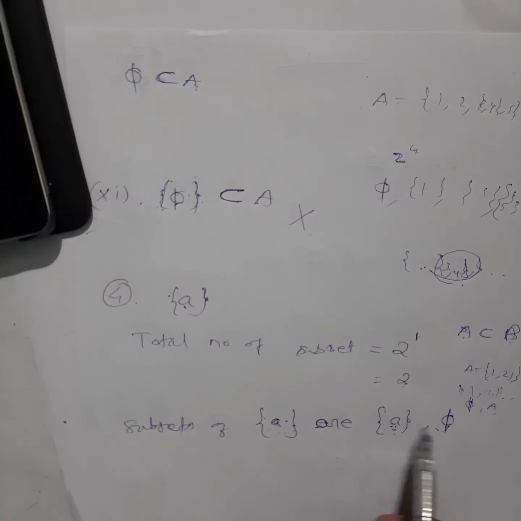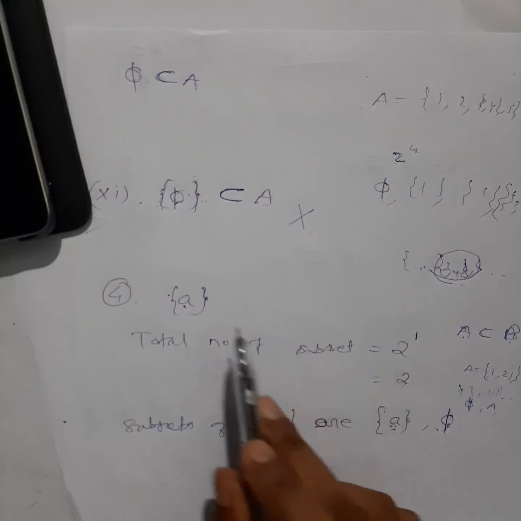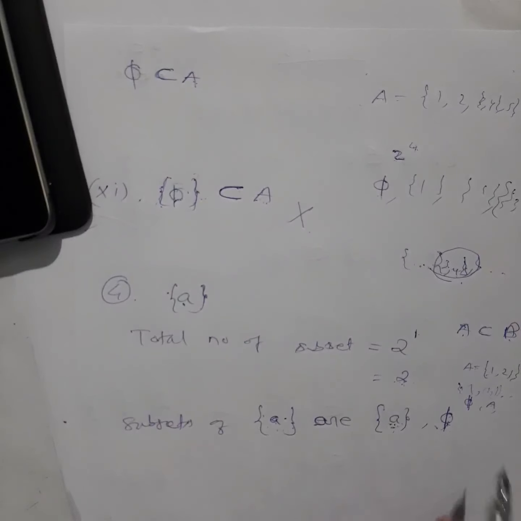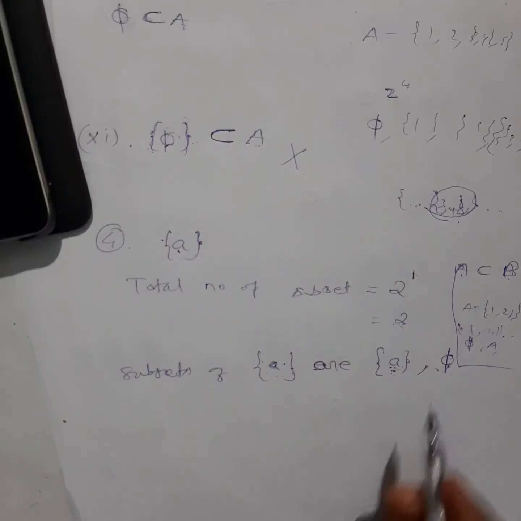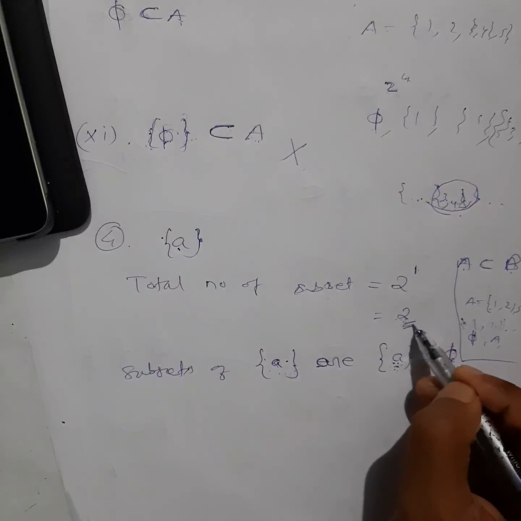Why? Because we know that the total number of subsets this set will have is 2 to the power 3, that is 8, and those 8 subsets we have already got. So if you think also, you won't be able to find any more. So this is the advantage of knowing how many subsets you can have.